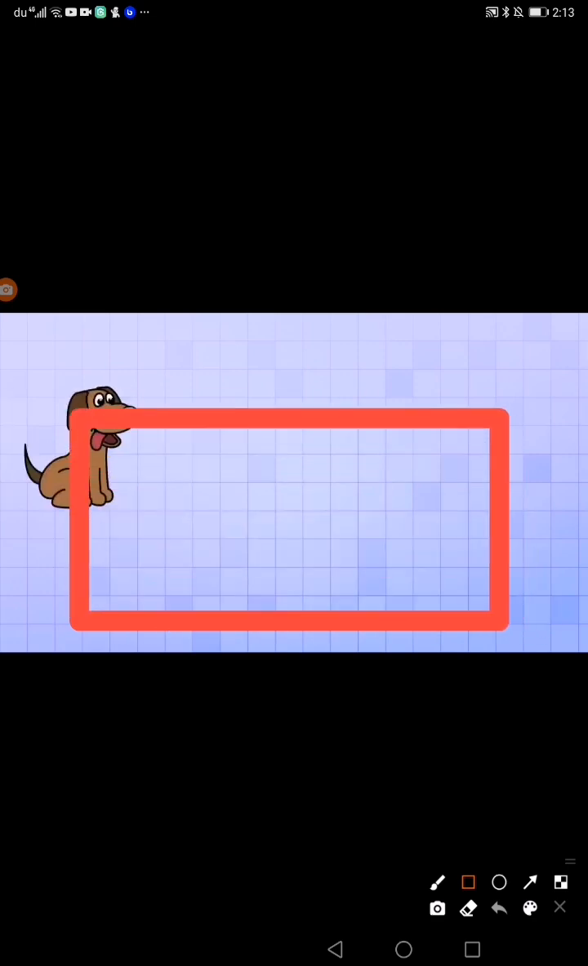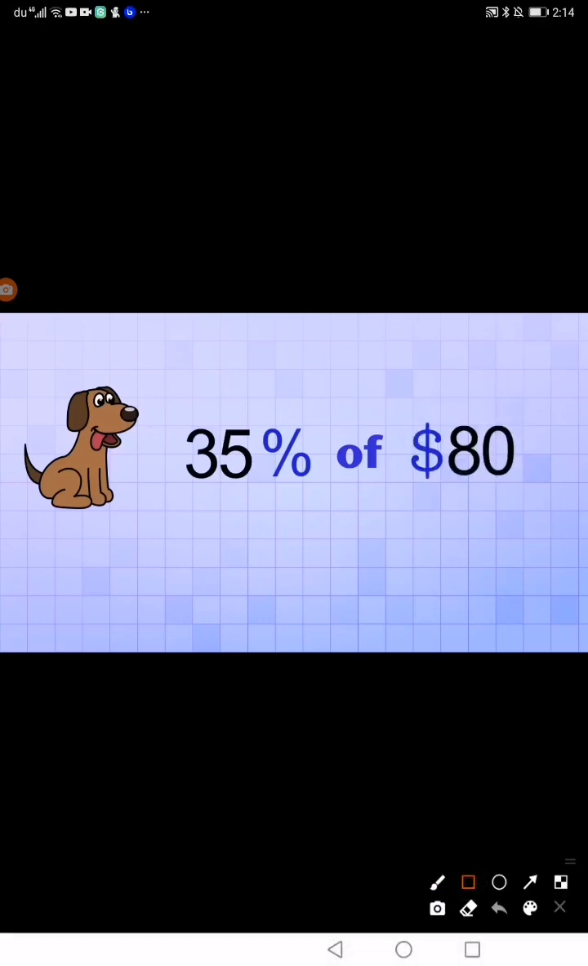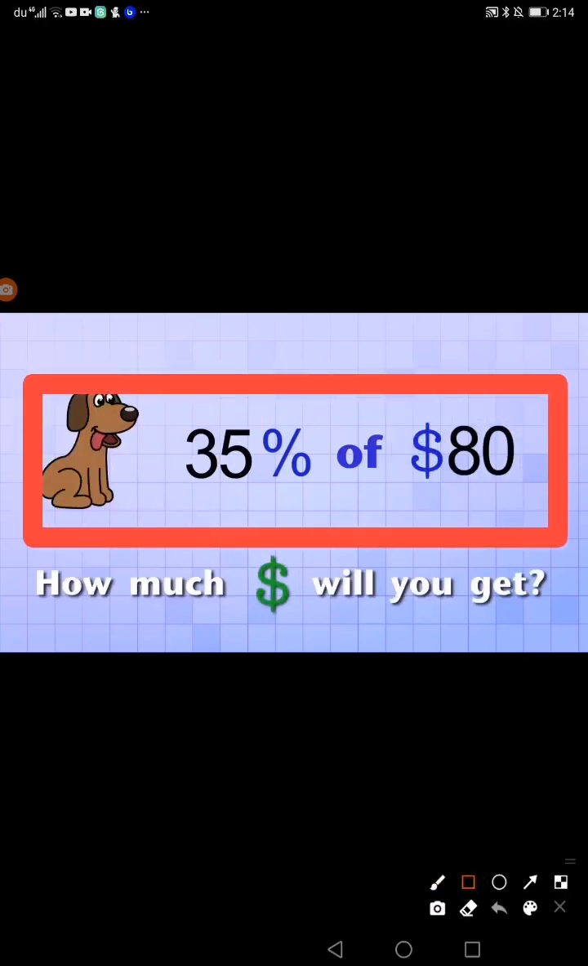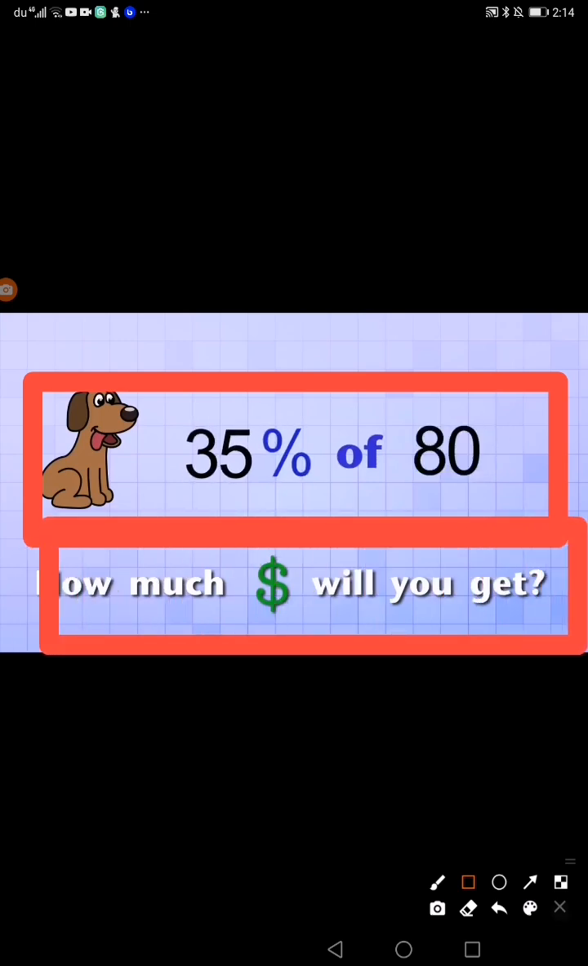This next one involves money. Pretend that your best friend has a job walking dogs and offers to give you 35% of whatever he earns if you help him walk some of the dogs. If your friend earns $80 that week, how much of the money will you get? In other words, you need to figure out what 35% of 80 is.